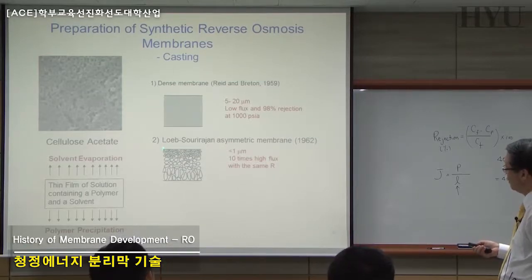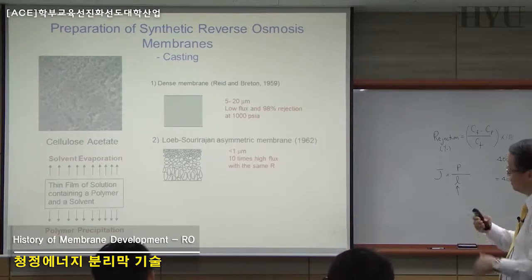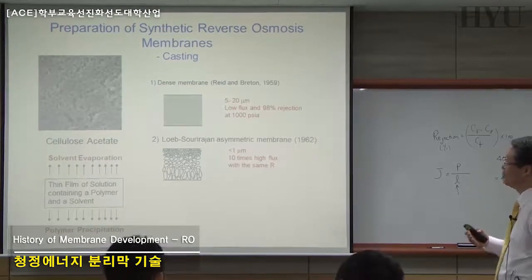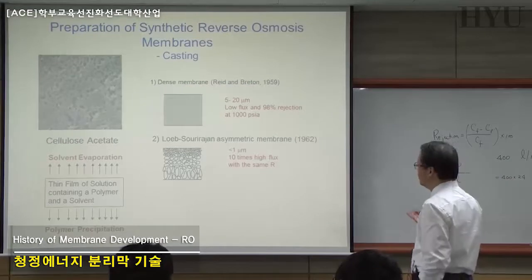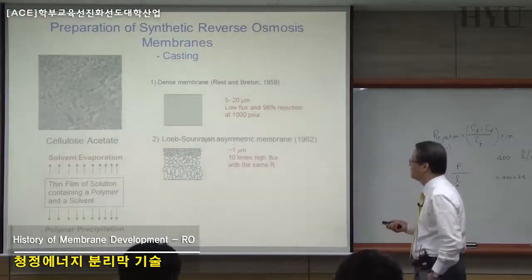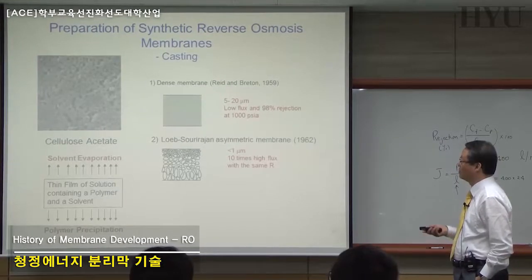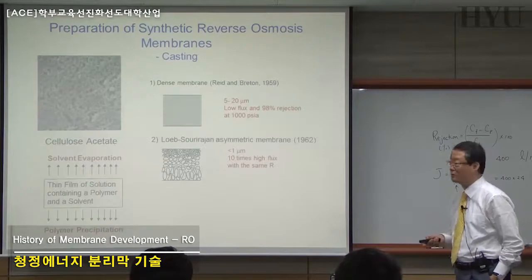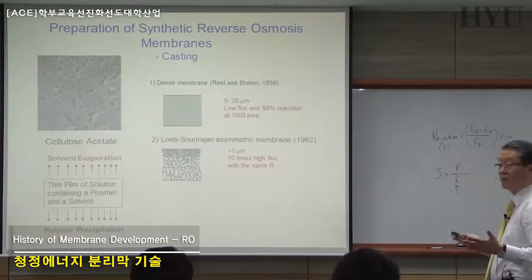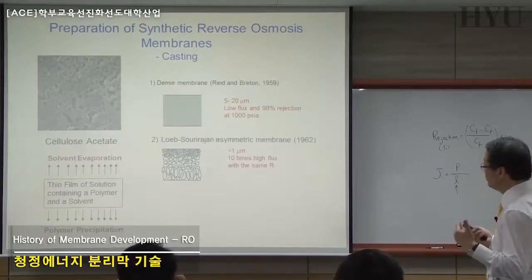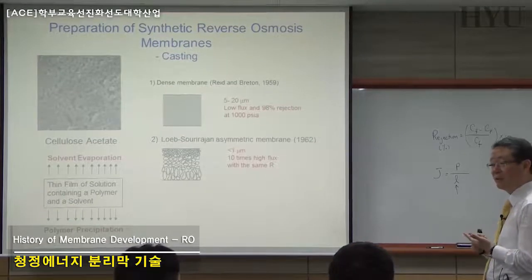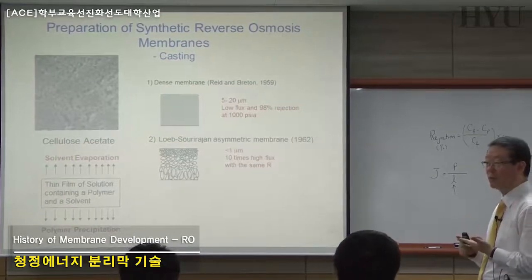They can deliberately evaporate the solvents for only a few seconds, up to about 10 seconds, and then they can get up to about 10 times higher flux compared with the dense membrane published by Wright and Breton, but with the same rejection. Okay, rejection, therefore, is dependent upon the nature of the polymer.